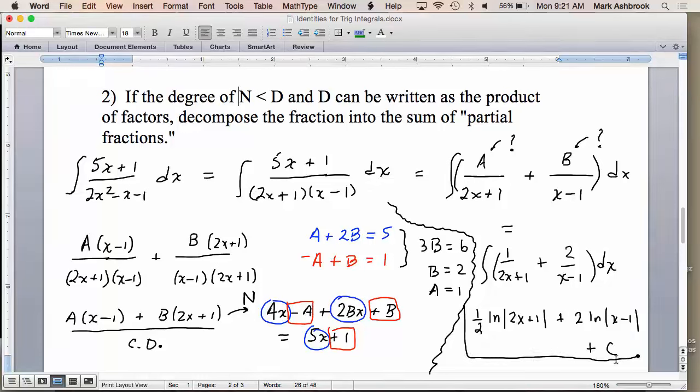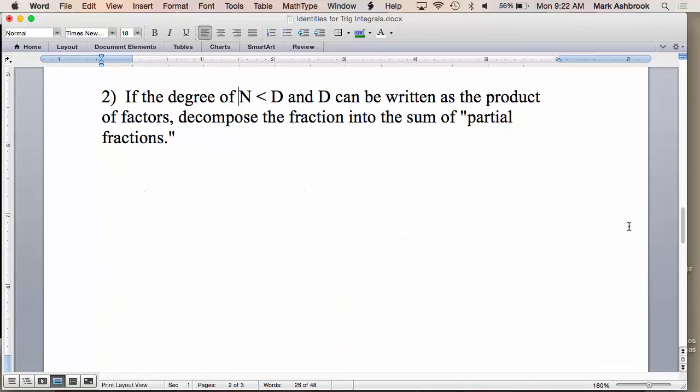Okay, questions on this first pretty easy example of what's called the partial fractions technique? Anybody have a question? I'm going to erase. Last chance. Okay. Here's another one.